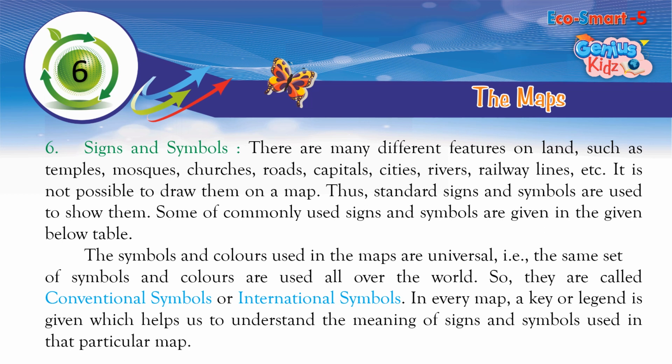The symbols and colors used in the maps are universal, that is, the same set of symbols and colors are used all over the world. So, they are called conventional symbols or international symbols. In every map, a key or legend is given which helps us to understand the meaning of signs and symbols used in that particular map.